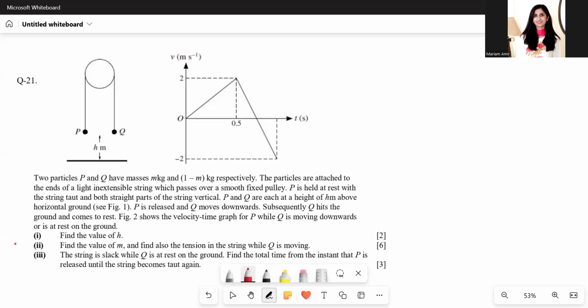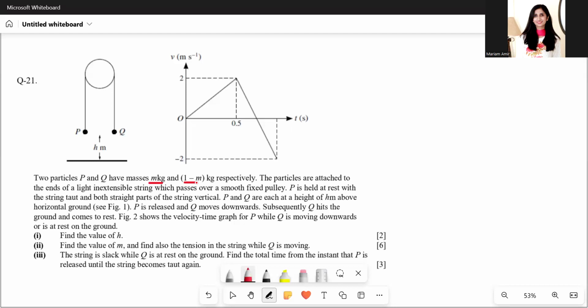Question number 21, worksheet connected particles. Two particles P and Q have mass m and 1 minus m kgs respectively. The particles are attached to ends of a light inextensible string which passes over a smooth fixed pulley. P is held at rest with the string taut and both straight parts of the string vertical. P and Q are each at height h meters above the ground.